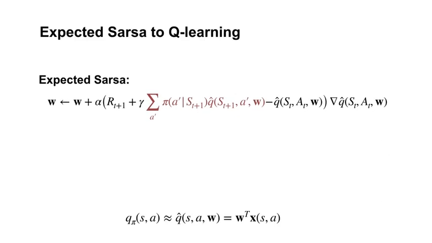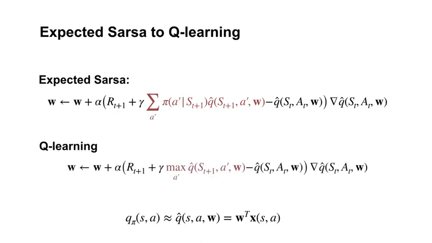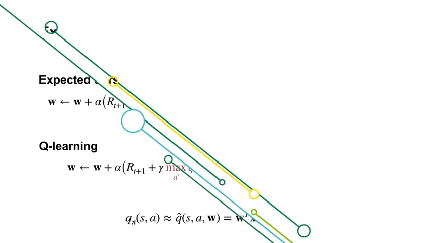Now, how do we do this for Q-learning with function approximation? Fortunately, Q-learning is a special case of expected Sarsa. In Q-learning, the target policy is greedy with respect to the approximate action values. Computing the expectation under a greedy policy is the same as computing the maximum action value. So the Q-learning update with function approximation is actually quite straightforward. We just use the max in place of the expectation.